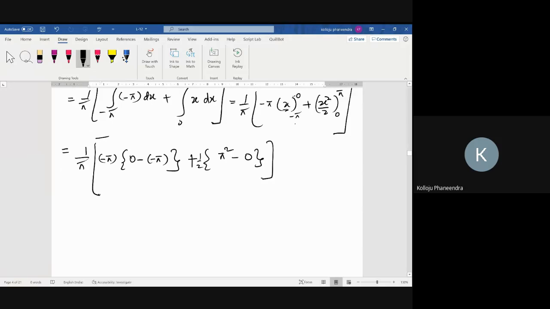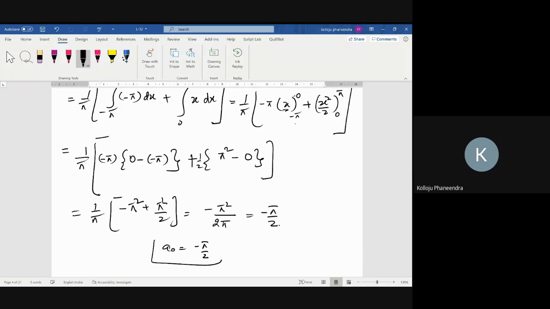Next step. This is equal to 1/pi. This is plus pi into minus pi² and this is plus pi²/2. And so this is minus 1/2 means minus pi²/2. So, 1/pi times minus pi²/2, so this is minus pi/2. The a0 value is minus pi/2. a0 equal to minus pi/2.